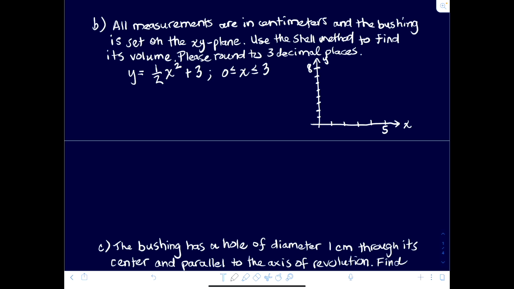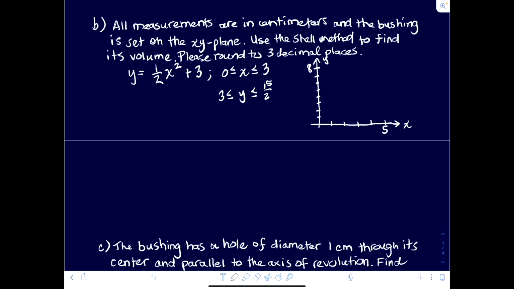And that means that y, in turn, if you were to plug in those values, would be going from 3, because if you plug in 0 for x, y would be 3, to less than or equal to, if you plug 3 in for x, we're going to end up getting 7.5. That would be 9 halves plus 3, that'd be 15 halves, which is 7.5.